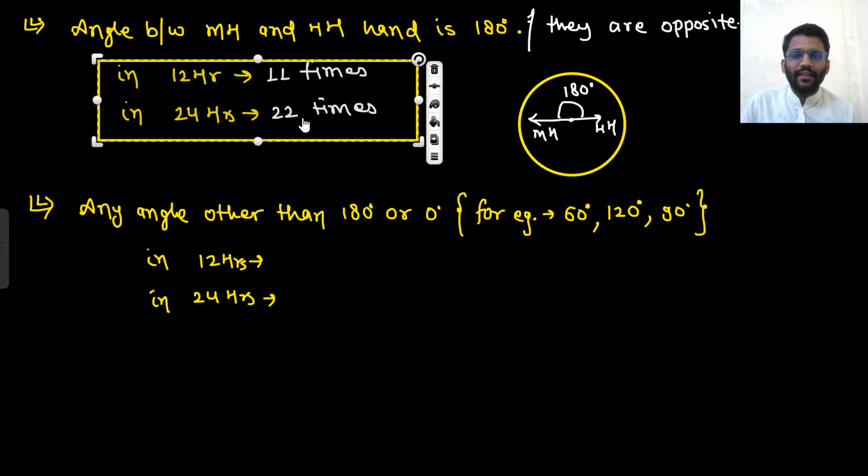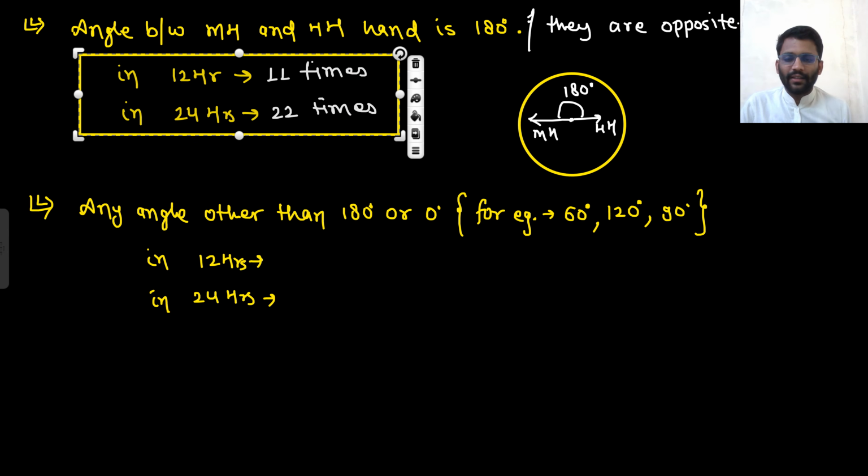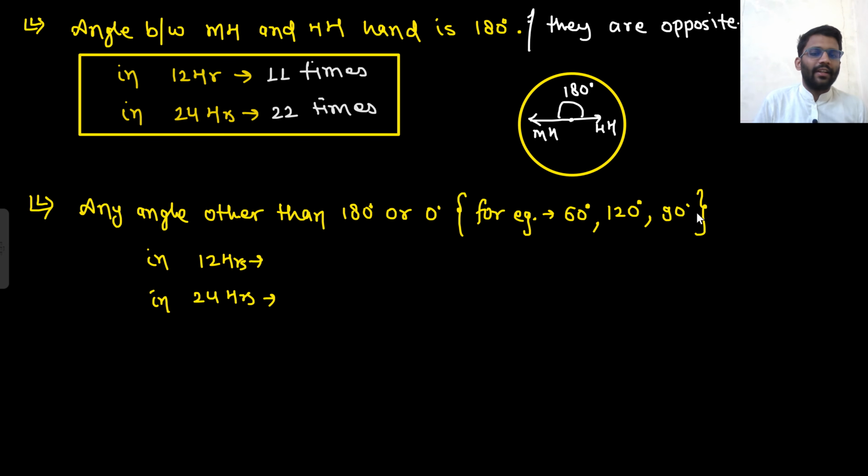What about any other angle than 180 degree or 90 degree? For example, they can ask 60 degree, 120 degree, 90 degree. How will they ask the question? They will say that in 12 hours of time, how many times minute hand and hour hand makes an angle of 60 degree? What would be your answer? Your answer would be 22 times.